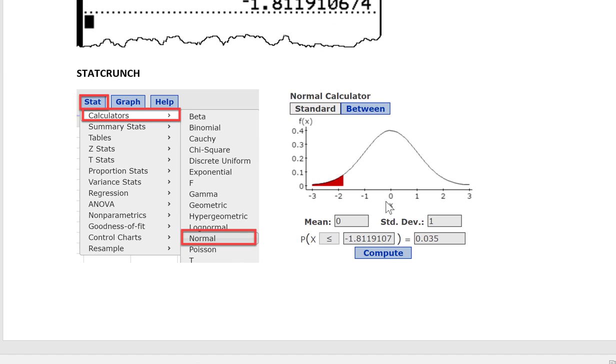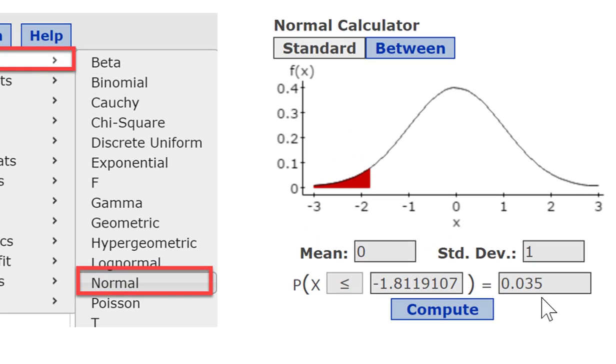The other way is with StatCrunch, and so you'll go to Stat, Calculators, Normal, and then you're going to put 0.035 to the right of the equals, and then press Compute. Make sure the mean is 0, standard deviation is 1. It should default to that. If not, change that to 0 and 1. Press Compute, and you get the same thing, negative 1.81. And it even shades it for you. It's kind of why I like it. So I hope that helps.